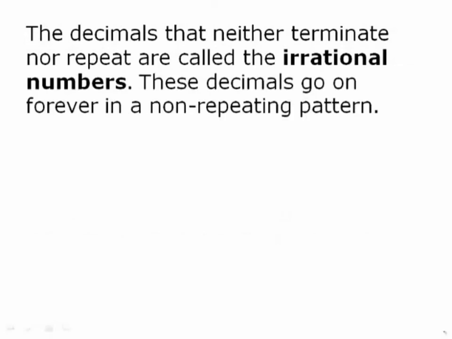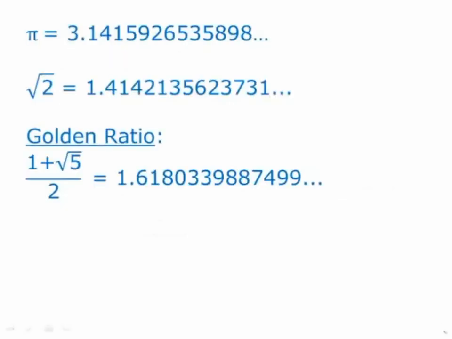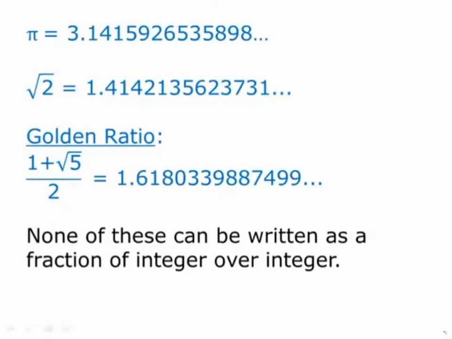These numbers go on forever in a non-repeating pattern. Familiar examples include pi and square roots of numbers that aren't perfect squares. So for example, here are some famous irrational numbers. Of course, pi, the square root of 2, the famous mystical number, the golden ratio. All these go on forever, and there's no repeating pattern. None of these can be written as a fraction of integer over integer.